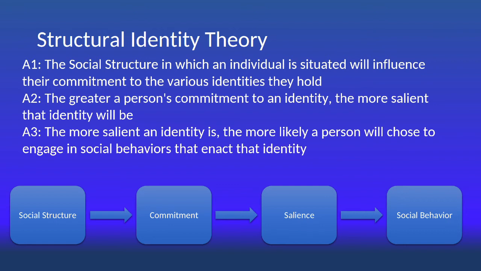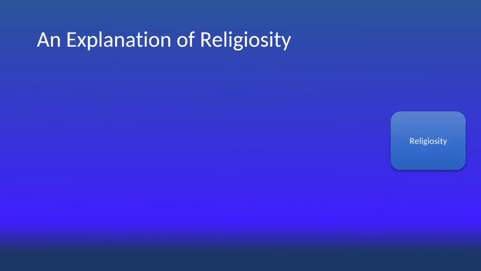You can also see that this theoretical formulation is very simple. 4 concepts linked together by 3 assumptions. So what can we explain with this theory? Well, here's one example. I'm using the word religiosity here to mean the extent to which one participates in religious activities. So things like attending a service, prayer, meditation, or other religious behaviors. These are all social behaviors.